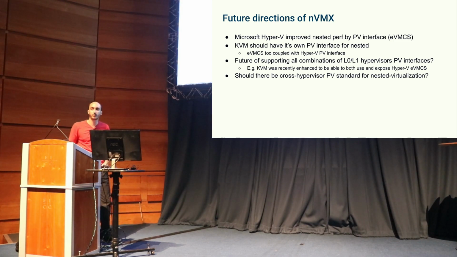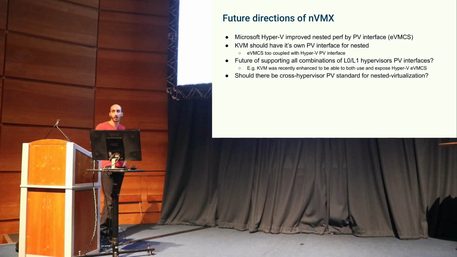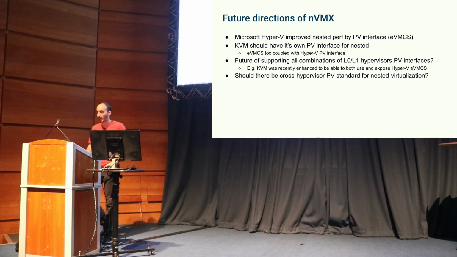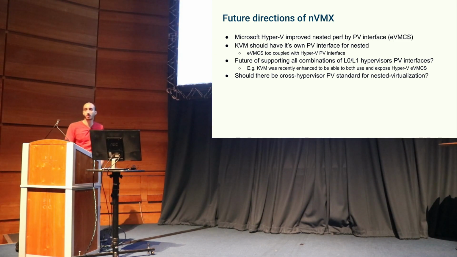And I think that Microsoft have proven that their PV interface for nested is getting really good performance. And the next logical step is to say, OK, let's have a similar PV interface also for KVM. And the reason that I don't say just let's use the eVMCS all the time is because the ones that are familiar with the eVMCS details know that this is very tightly coupled to the PV interface of Hyper-V. And we don't really want to just expose the Hyper-V PV interface all the time.